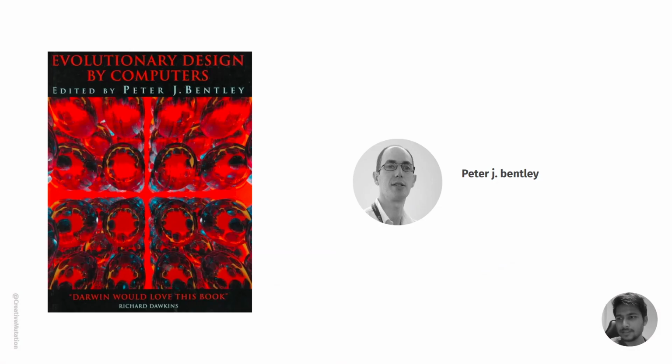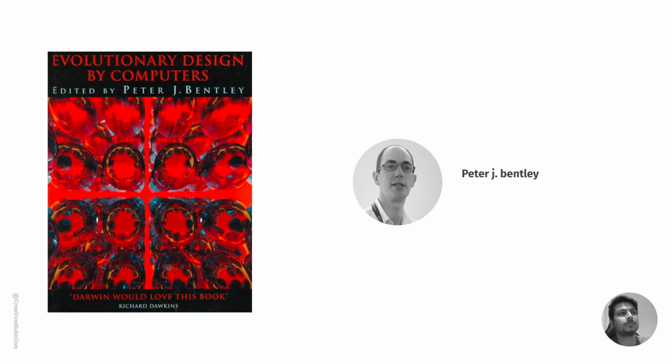So the book of the day is Evolutionary Design by Computers. I have already recommended Peter J. Bentley's books earlier, and this is also a really interesting book. As it says, Darwin would love this book, even by Richard Dawkins. So this book is really interesting if you can get your hands on it.